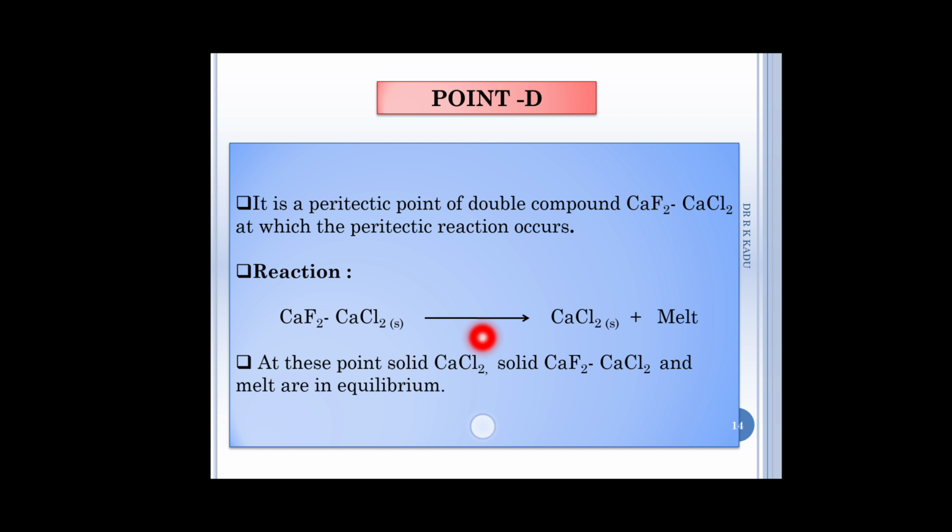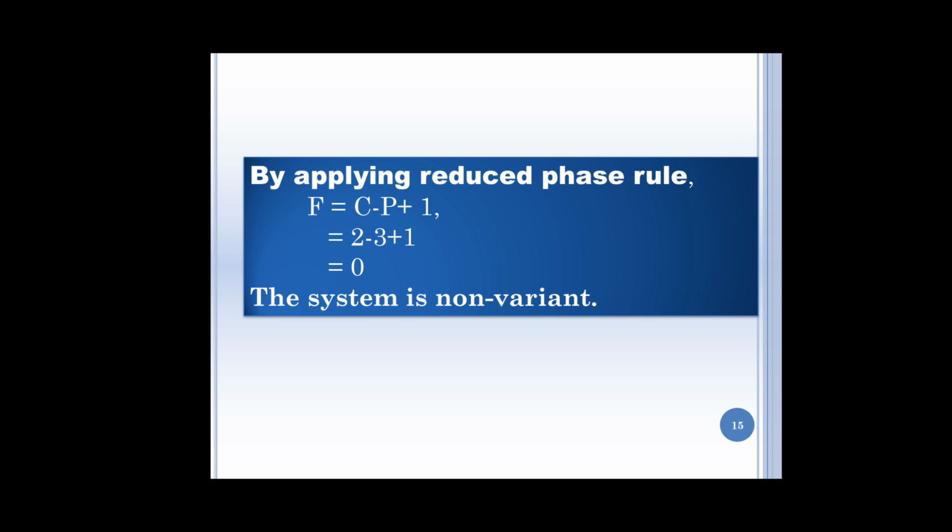So at this point D, the solid CaCl2, solid CaF2CaCl2 and melt are in equilibrium. Means here you must get the idea about the value of P, that is the number of phases. Here we'll get the number of phases is equal to 3. So by applying the reduced phase rule, we get F is equal to C minus P plus 1, that is C is 2, P is 3, plus 1, F is equal to 0. As F is equal to 0, the degree of freedom at point D is 0. Hence, the system at this point is non-variant in nature.